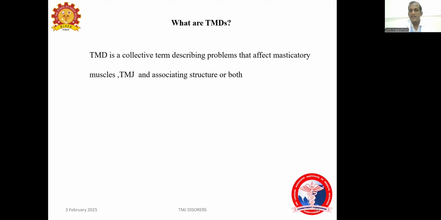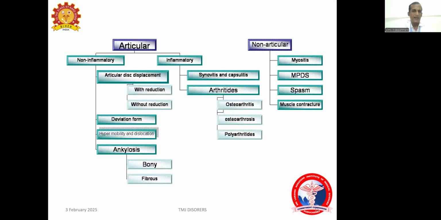It is a group of 30 conditions that cause pain and dysfunction in the jaw and the muscles that control the jaw movements. The three main classes of TMD are disorders of the joint, disorders of the muscle, and the headache. And it can be broadly classified into two, either articular or non-articular.